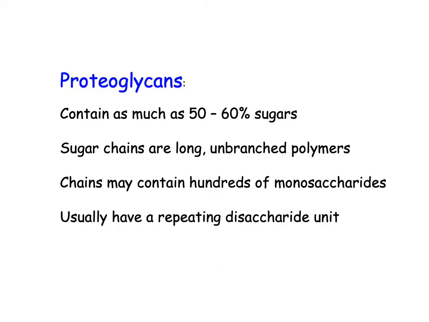Now, in contrast to the glycoproteins, proteoglycans contain as much as 50 to 60% sugars. And again, the sugars on these molecules are long, unbranched polymers. They may contain hundreds of monosaccharides, and usually there's a repeating disaccharide unit.